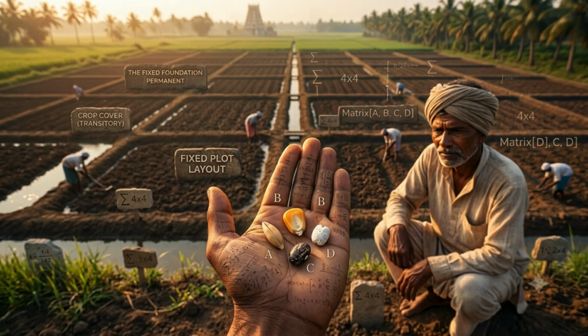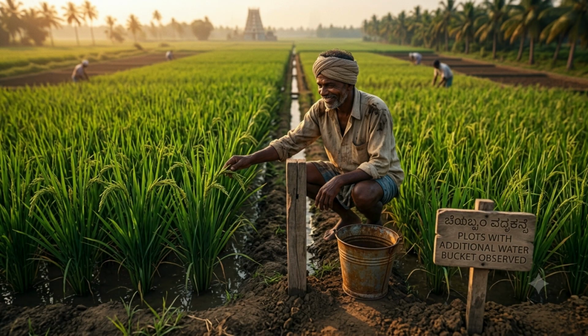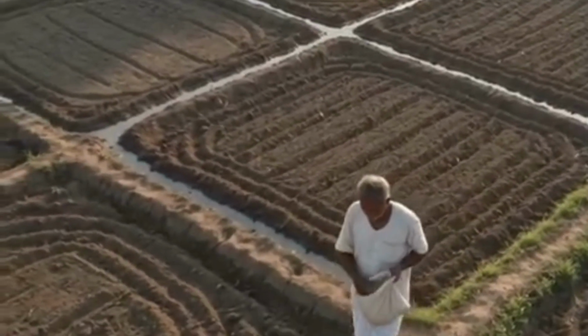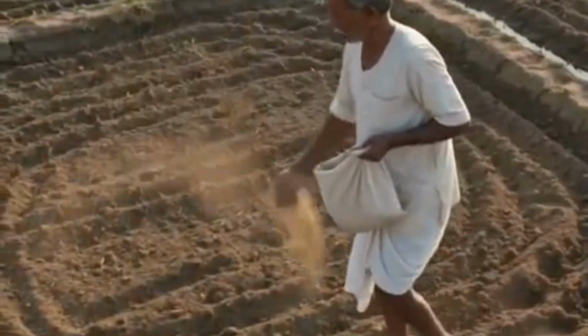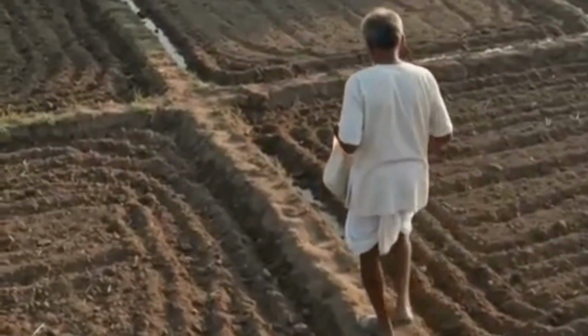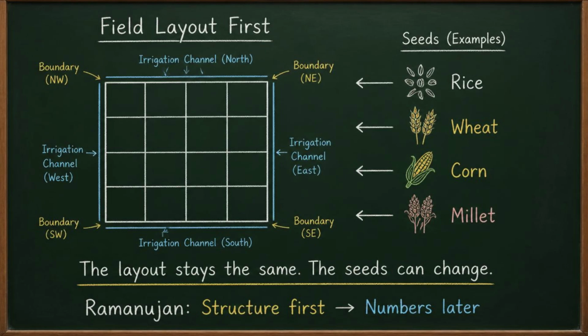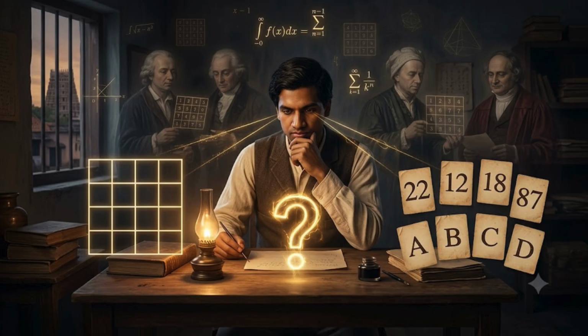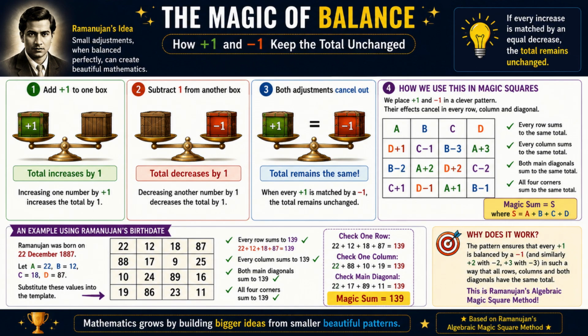At this stage, the land is empty. No seeds have been planted yet. Only after planning the structure does he decide which seed should go in which place. The season may change, the crops may change, but the basic structure of the land remains. In a similar way, a magic square can be built using a mathematical structure first. Then values can be placed into that structure.